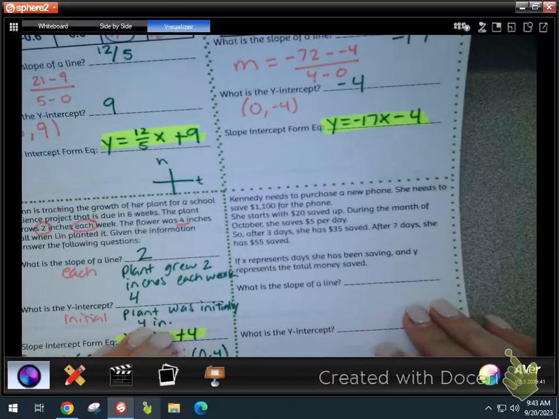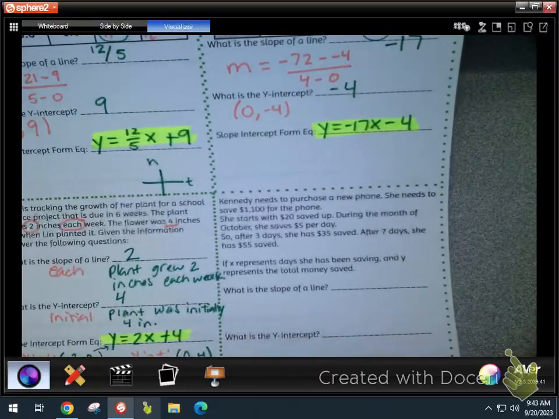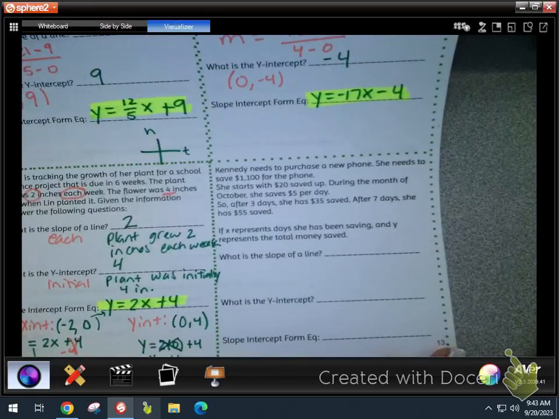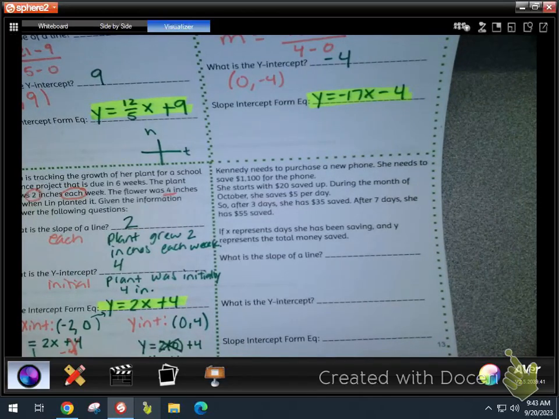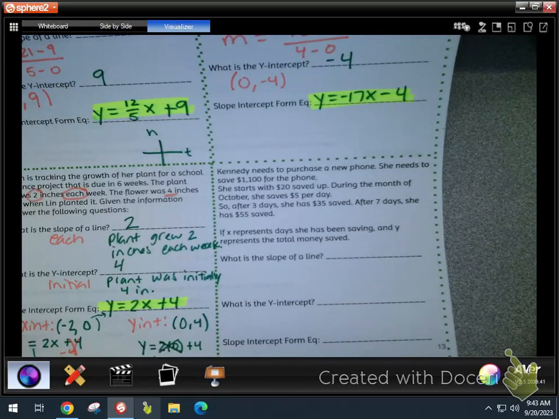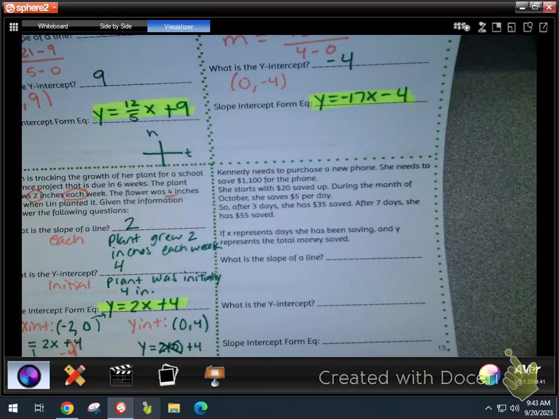We're going to talk about Kennedy's cell phone. Kennedy needs to buy a new phone. She needs to save $1,100 for the phone. She starts with $20 saved up. During the month of October, she saves $5 per day. So after 3 days, she's saved $35. After 7 days, she has $55 saved. If x represents the days she's been saving and y represents the total money she has saved.